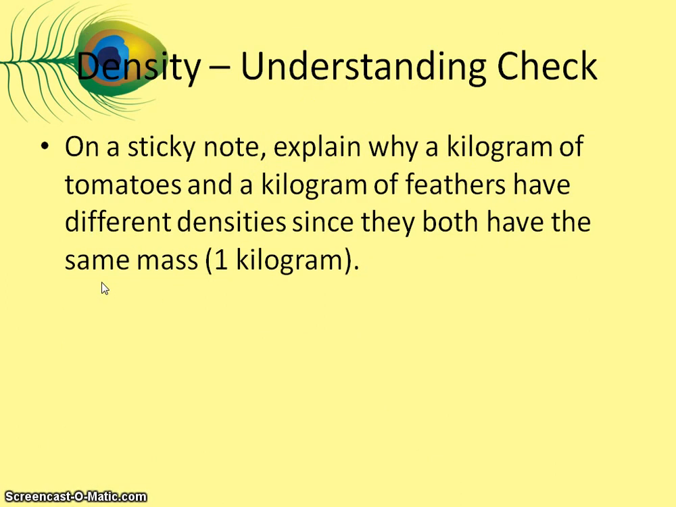Here's our understanding check for density lesson 2. On a sticky note, explain why a kilogram of tomatoes and a kilogram of feathers have different densities since they both have the same mass, which is 1 kilogram. Write your answer on a sticky or a piece of paper and place it in the Density 2 envelope. Make sure to pause the video so you can read the question while you answer it.